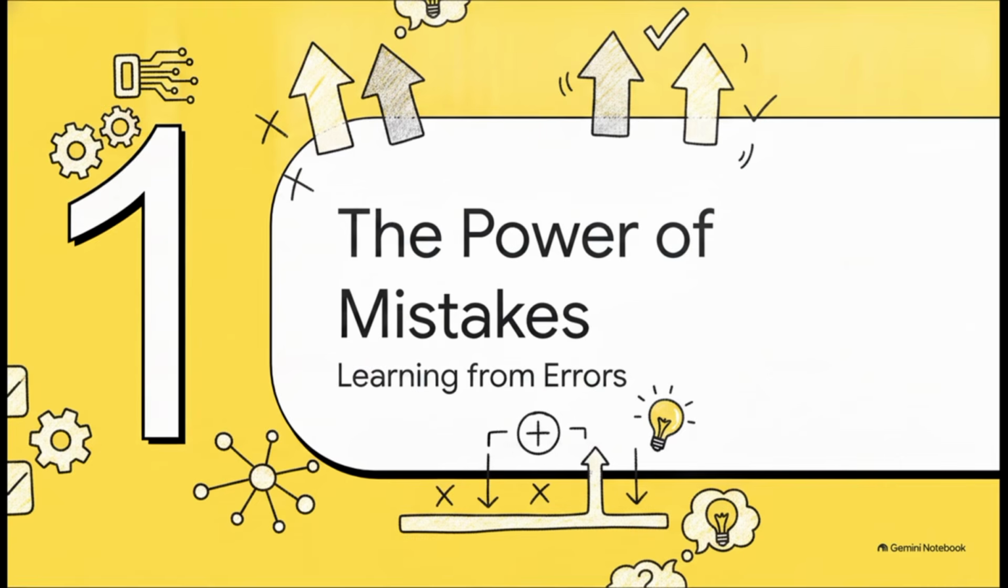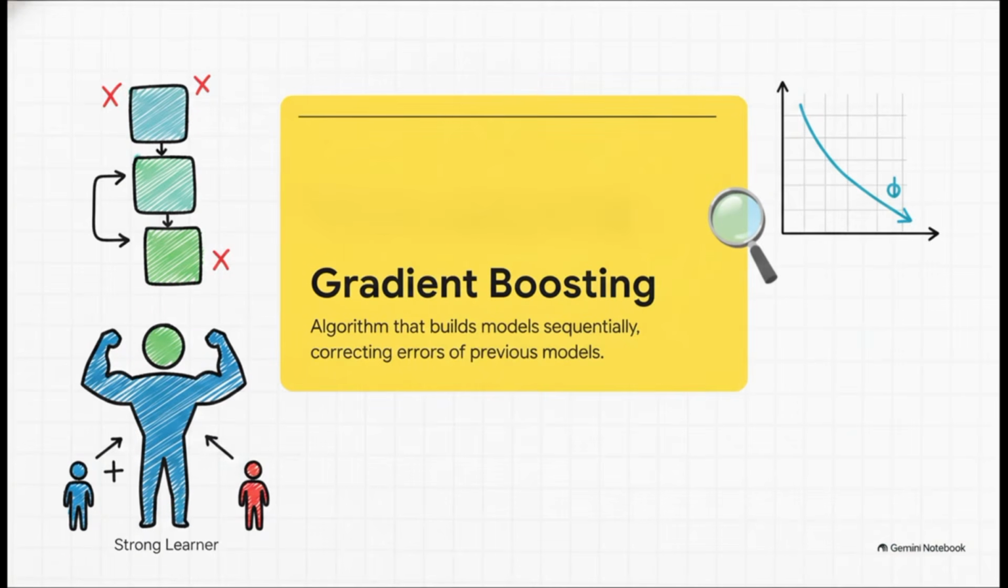Okay, Section 1. The power of mistakes. Let's redefine some of this intimidating machine learning terminology into friendly, relatable concepts. Here's the formal definition. Gradient boosting is an algorithm that builds models sequentially, where each new weak learner corrects the errors of the previous one.